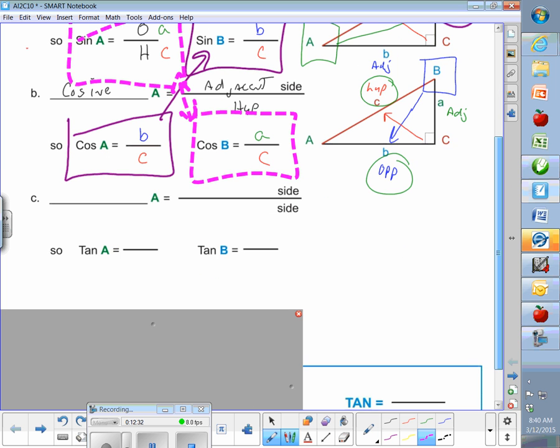The third one, so we had sine, cosine. The third one is the tangent.